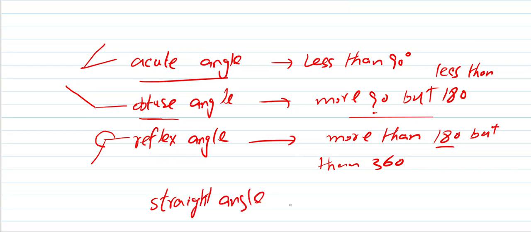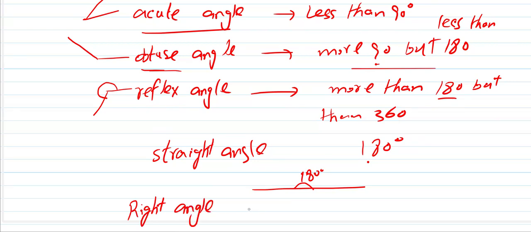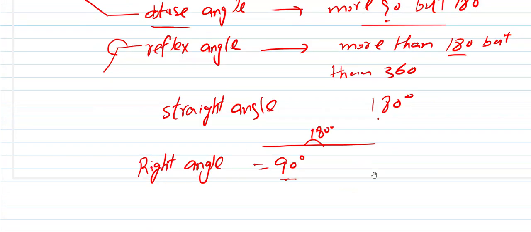A straight line angle is an angle of 180 degrees. Straight angle with the line. This angle is always 180 degrees. Then right angle. What is a right angle? A right angle is equal to 90 degrees. A right angle is always 90 degrees. It's equal to 90 degrees.